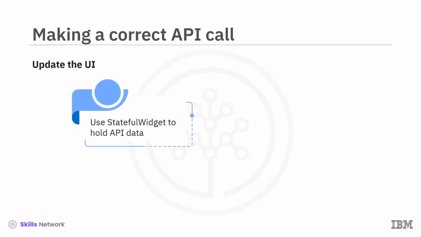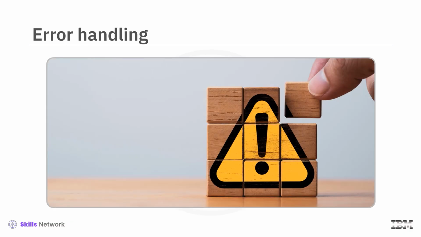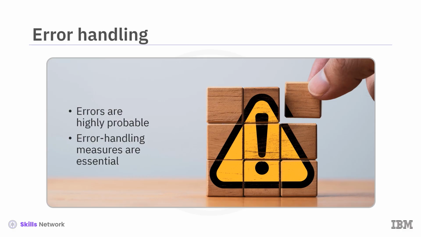Use the stateful widget and its mutable state to hold API data that can be used later. The setState method notifies the framework that the object's state has changed, triggering a UI rebuild to reflect the new state. Since API calls are asynchronous, errors caused by network issues, invalid responses, or server downtime are highly probable. Implementing error handling measures is essential so your app remains user-friendly and responsive when critical errors occur.